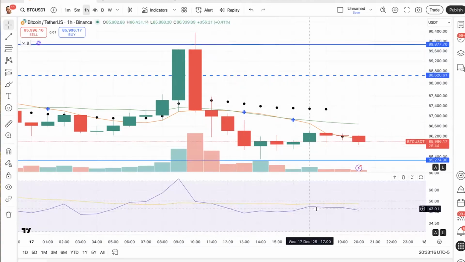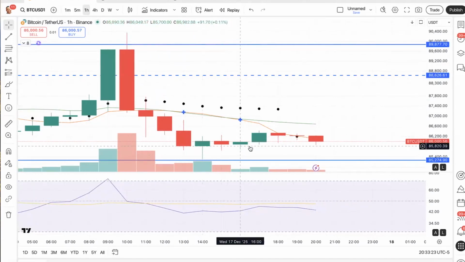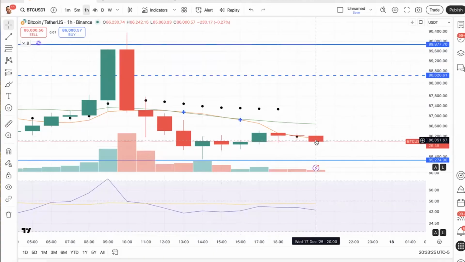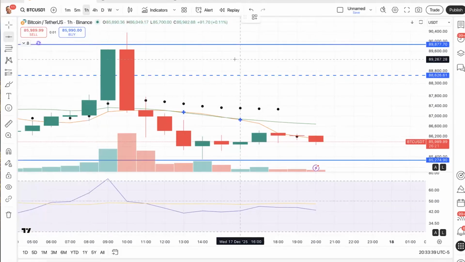But now you see we retested support. RSI is kind of resetting. We're kind of getting to no man's land, in that 50 RSI territory. But now what you see is consolidation. I want you guys to see that over the last 8 hours, we've been consolidating. We've been in a tight range. What do I mean by that? Let me show you. I'm gonna go to horizontal line. I'm gonna do dash line.